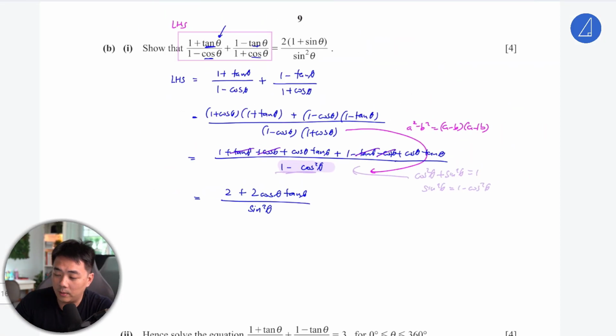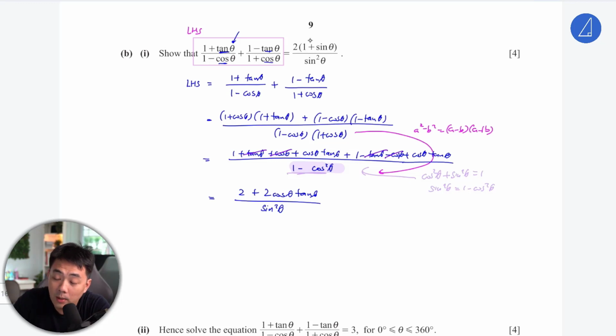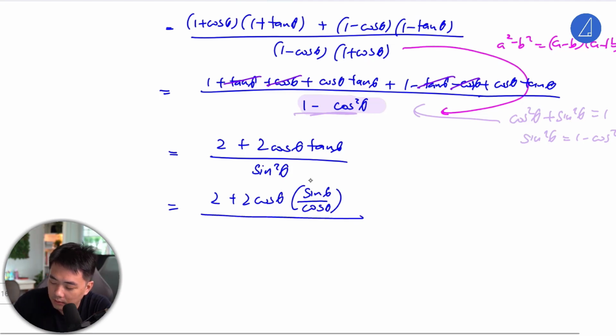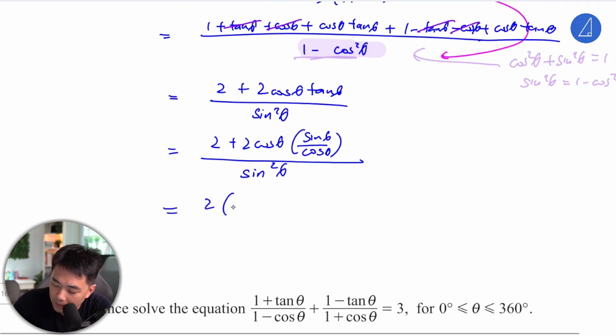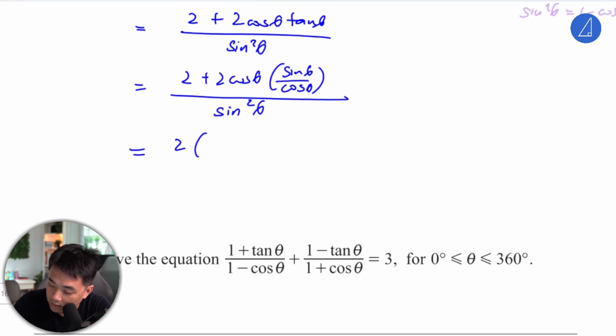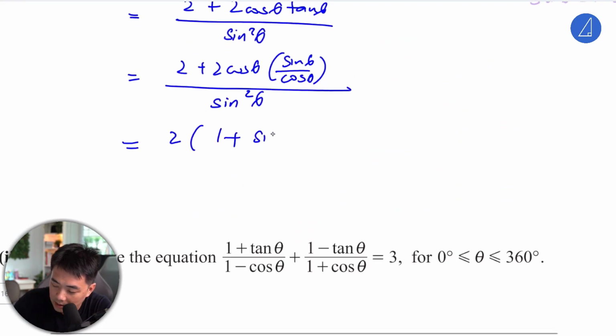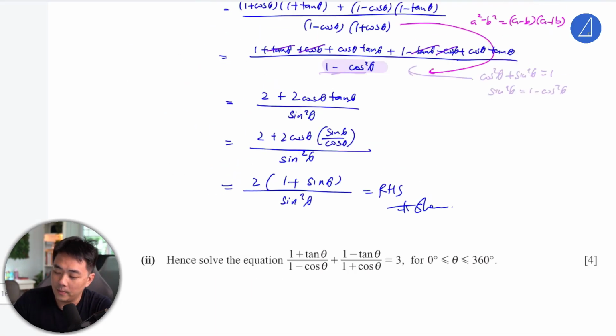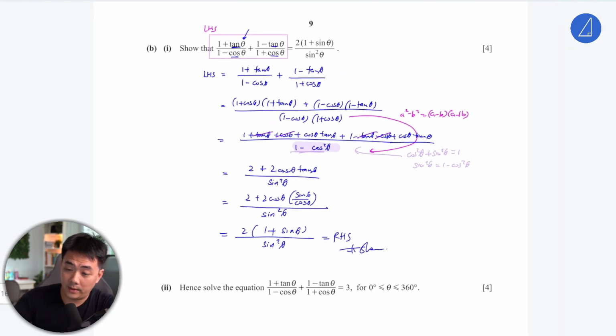Like we talked about at the start, the one on the right has a lot of sine and the one on the left has cosine and tangent. So what I'm going to do is change the tangent to sine theta over cosine theta. Actually, I could even factorize the 2 out. Factorize the 2 out. Is that what they want? Yes, it is 2 times 1 plus sine theta. Cancel the cosine, over sine square theta. So right hand side. Okay, so that's how you do part 1.